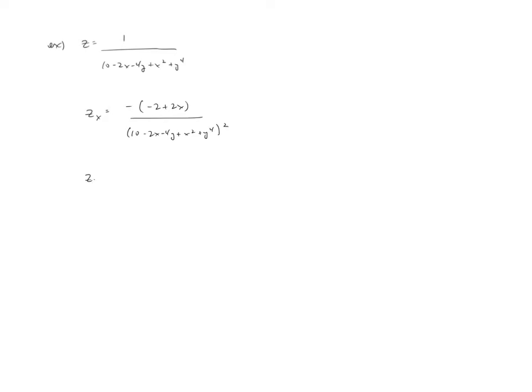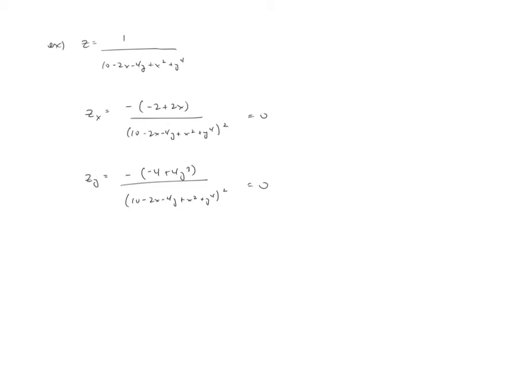So then z sub y would be pretty similar. We would have a negative, and then the partial with respect to y would be a negative 4 plus 4y cubed over that denominator, once again, squared. So if I set both of those equal to 0, that's going to give me those critical values.